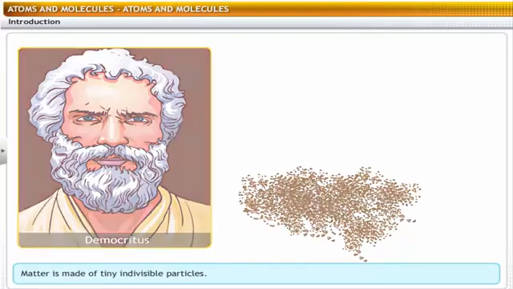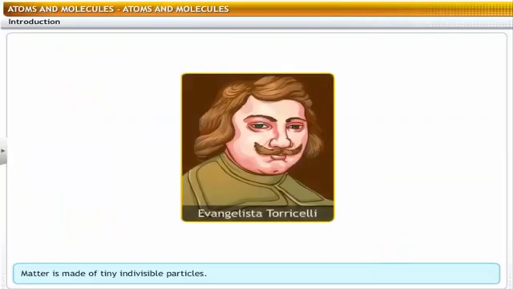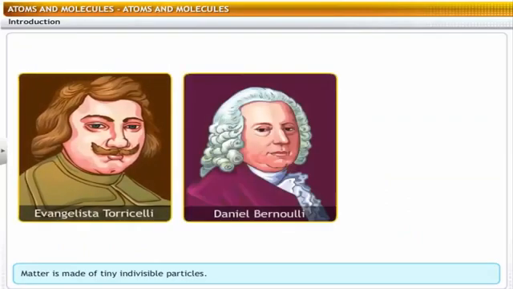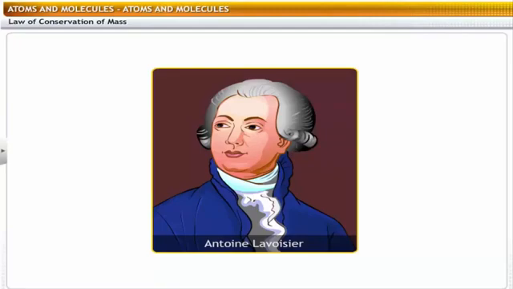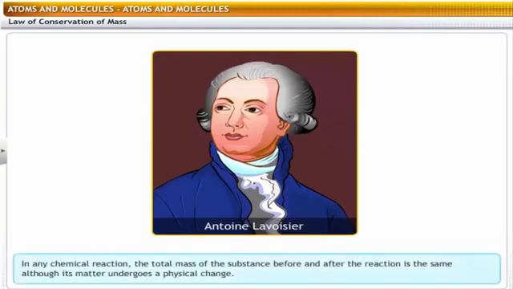Many scientists like Evangelista Torricelli, Daniele Bernoulli, Joseph Priestley, and Antoine Lavoisier started studying the natural world. Among them, Joseph Priestley discovered that substances could combine together or break apart to form new substances. Later, Antoine Lavoisier, from his experimental observations, established a law that states that there is no gain or loss of mass when new substances are formed.